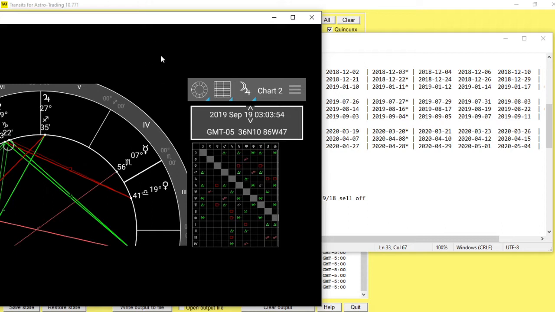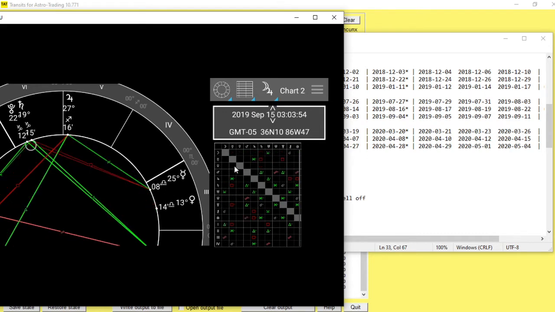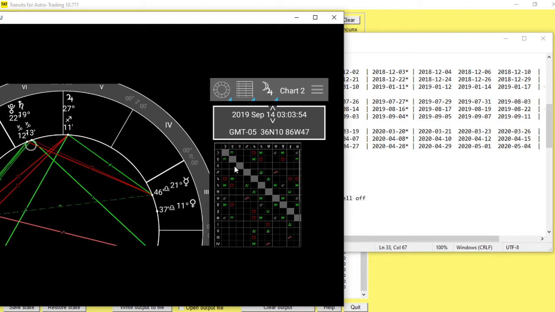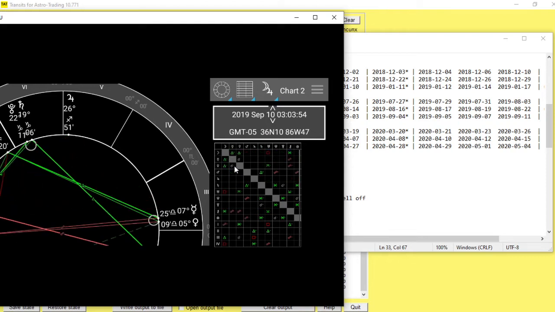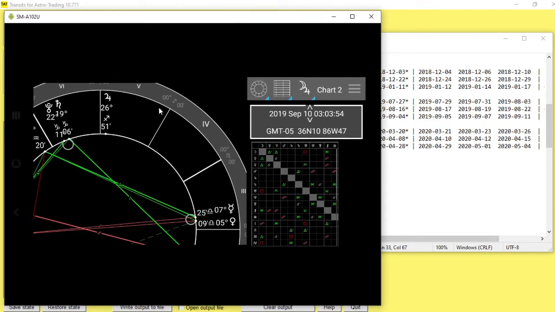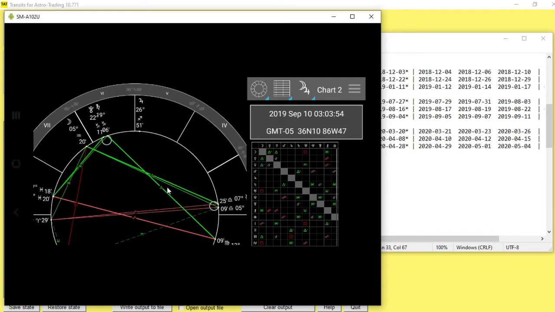So Venus was again challenged by a square. It's a different square this time. It's a Venus-Saturn square. But Venus isn't really being challenged right now with all this. I can't really tell you why it went up. This is not financial advice for sure.